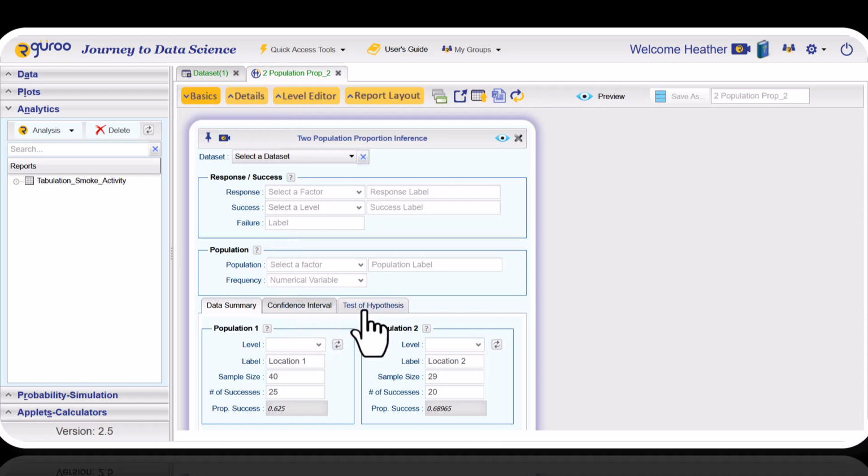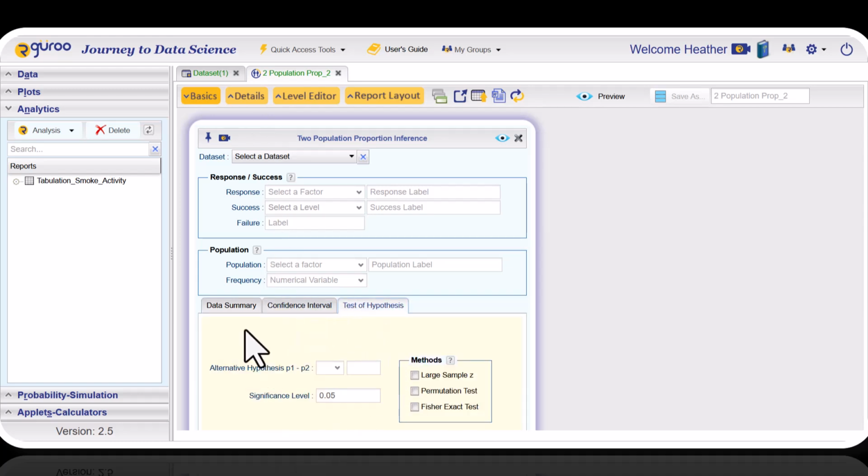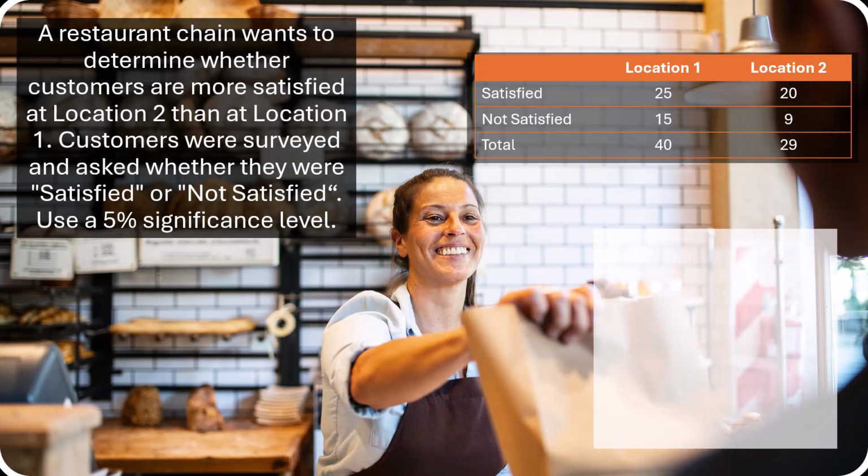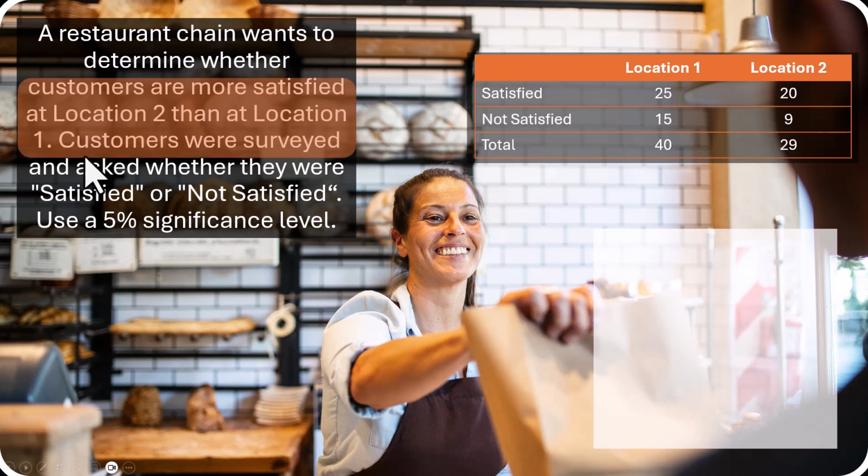So let's go over to test of hypothesis. Now it's going to ask me to formulate my alternative hypothesis. Let's go back to our question and see if we can do that. You can take a minute and reread this question, and as you do, you will see that what we're asked is: is the proportion of satisfied customers at location 2 greater than that at location 1? In other words, is P2 greater than P1?